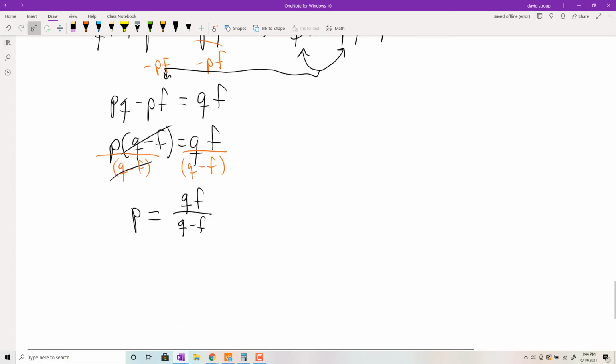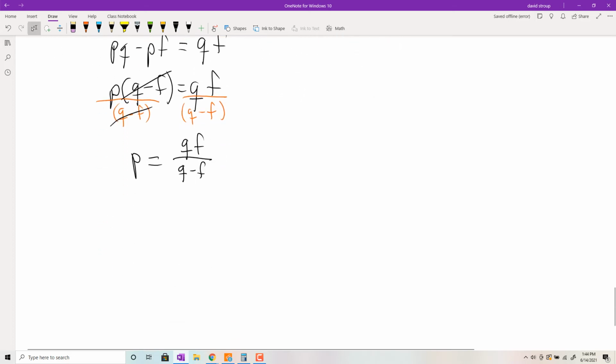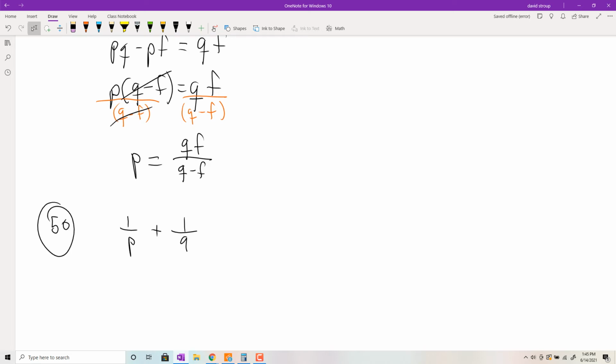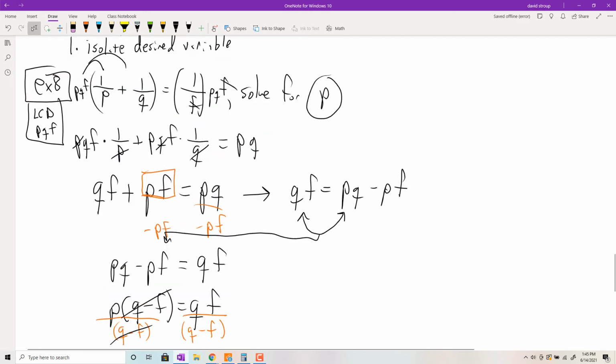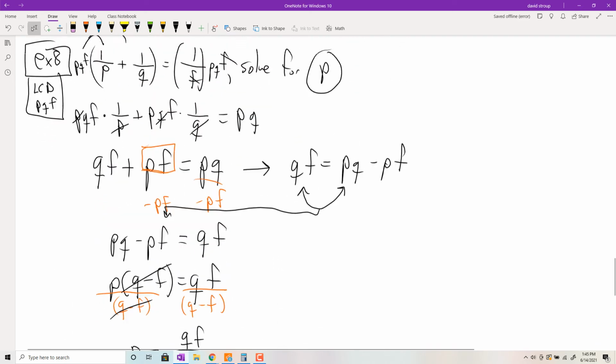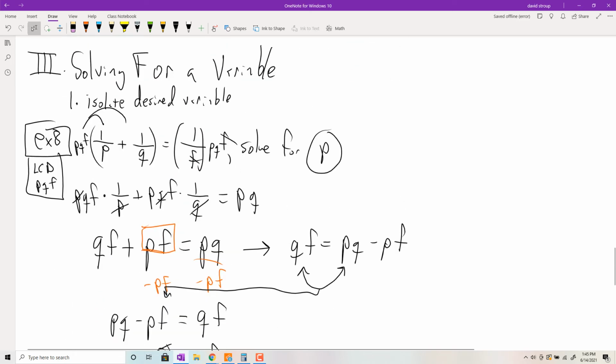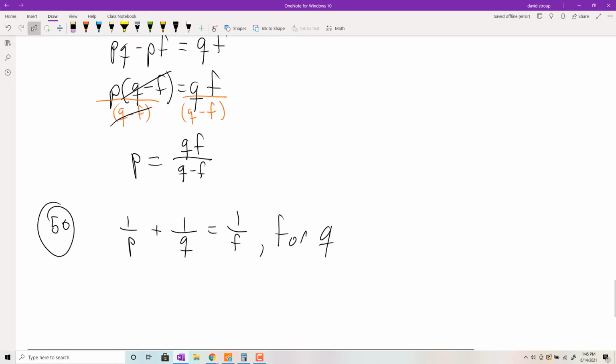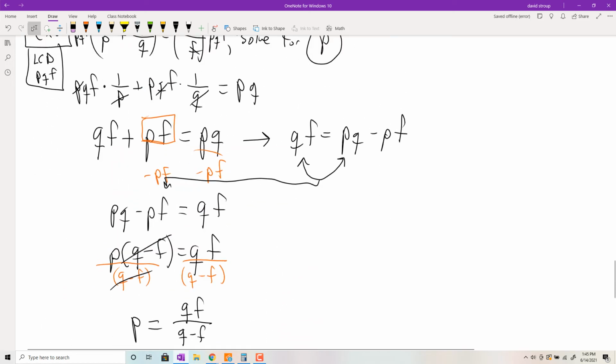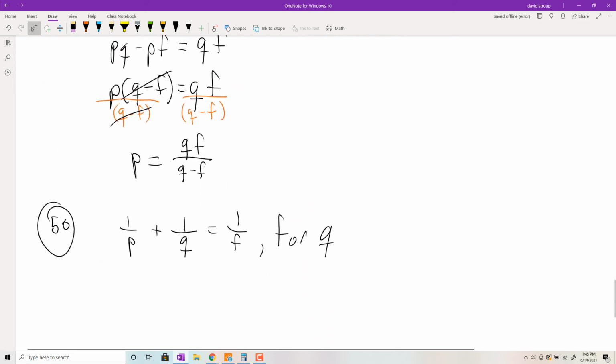Okay. Let's do the same problem and solve for a different variable. Okay. So again, 1 over p plus 1 over q equals 1 over f, but this time we want to solve for q. And maybe even pause the video and try it yourself and see if you can get the answer that I'm going to get. Okay, because the process should be very similar to what we did in the last problem.